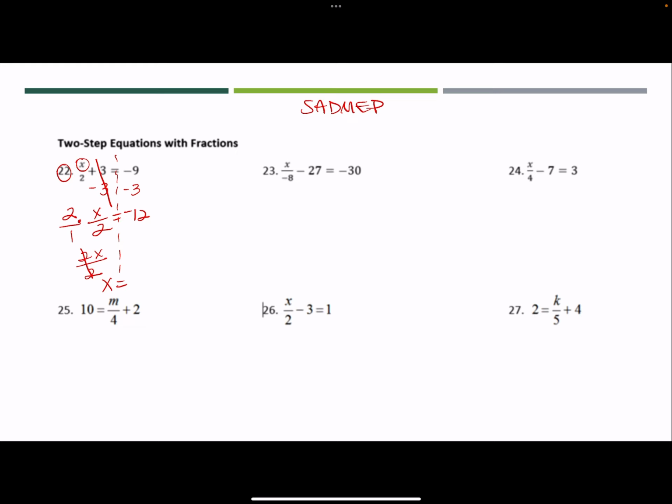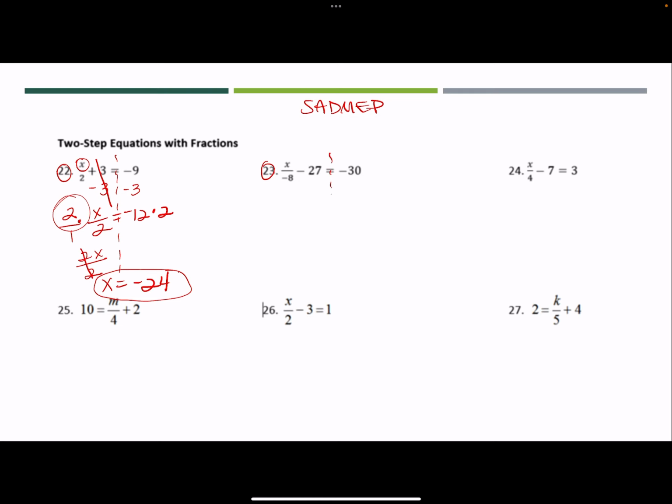But here's the thing. If I multiply right here by 2, I have to multiply the other side by 2 as well. Negative 12 times 2 is negative 24. So my final answer there, x is equal to negative 24. All right, we're going to do 2 more problems together. So let's do this one right here. 23.